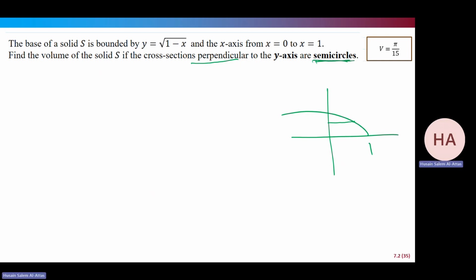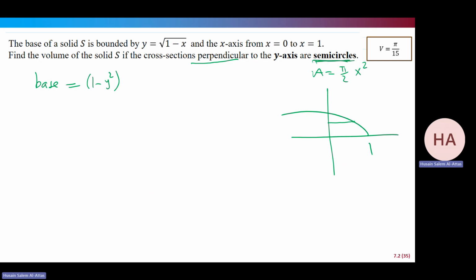This will be the base. What is the area for this semicircle? It's pi over 2 x square. So what is my base? We did it before. It's 1 minus y square.